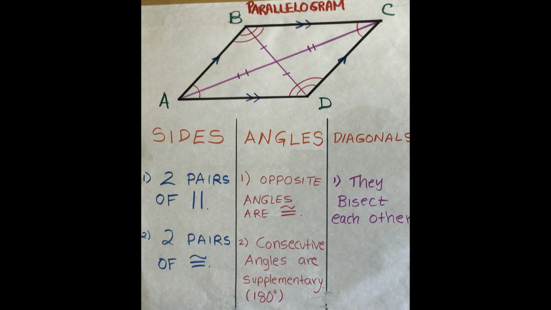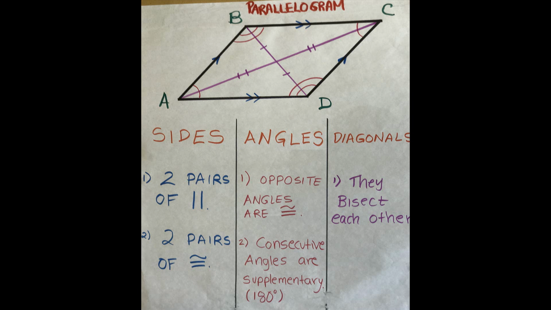But let's prove why D is not the right answer. It says that ABCD is a parallelogram. Why can't it be a parallelogram? Let's go back to the properties of the parallelogram and find out why. The parallelogram has two pairs of parallel sides and two pairs of congruent sides. So segment BC is parallel to segment AD, that's right. But segment AB is not congruent to segment CD, so that's not right because it has two pairs of congruent sides. So that's why choice D is not correct.